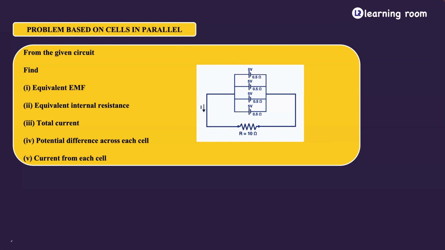So now let us see a problem that is based on cells in parallel. From the given circuit, find the equivalent EMF, the equivalent internal resistance, total current, potential difference across the cell, and current from each cell.